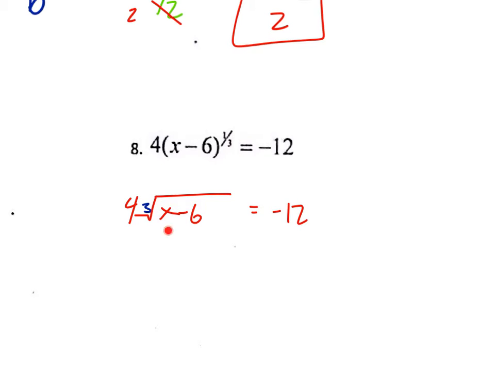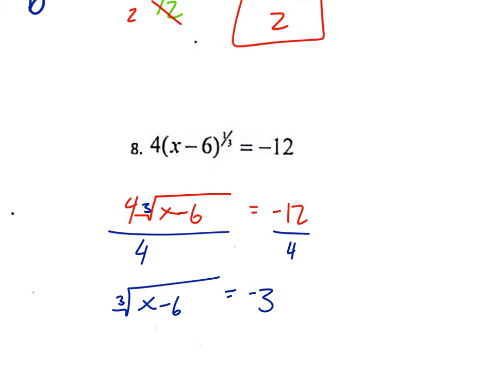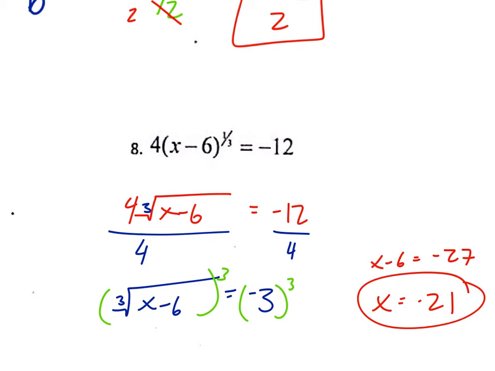And again, we need to isolate our x right there. So I'm going to divide both sides by 4. That leaves me with just the cube root of x minus 6 equals negative 3. And remember, if we want to undo this cube root sign, we're going to need to cube the whole side, just like we did on the problem before this. And we cube the other side. So now I'm just left with x minus 6 equals negative 27. We can add 6 to both sides and get x equals negative 21 for our answer.